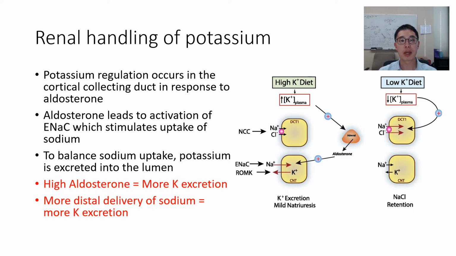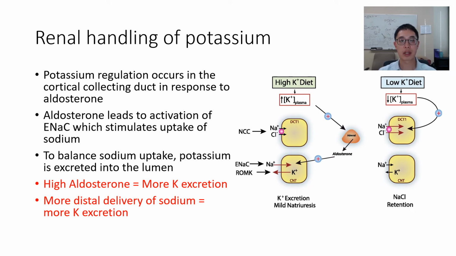Let's see more in depth at how the kidneys ensure that our potassium levels remain in a very narrow range. While most of the potassium is reabsorbed in the proximal tubule, the fine-tuning of potassium really occurs in the cortical collecting duct. Here, the major hormone responsible is aldosterone.